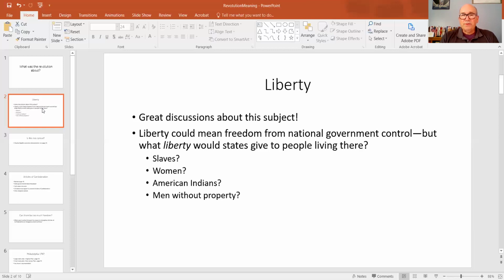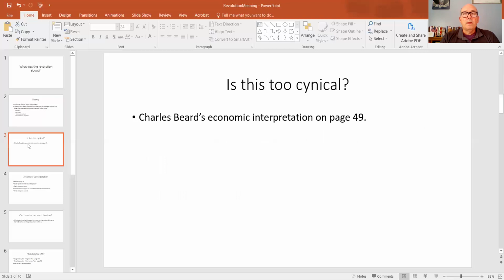So what is the revolution about? What is the meaning of the term liberty? And what was that revolution about? What was the U.S. Constitution about? Well, there's a cynical interpretation in your text, and it's certainly worthwhile for you to look over, but it's worthwhile for us to consider if that is the accurate way of looking at the meaning of the revolution and the creation of the Constitution.